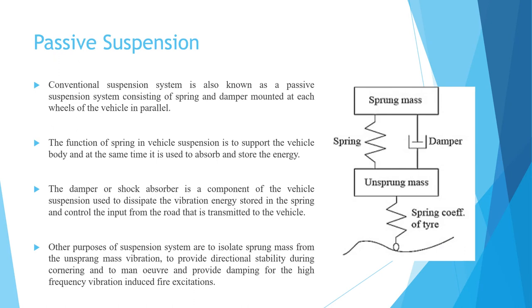Now let's start with the passive suspension. The conventional suspension system is also known as the passive suspension system, which consists of a spring and damper mounted at each wheel of the vehicle in parallel.